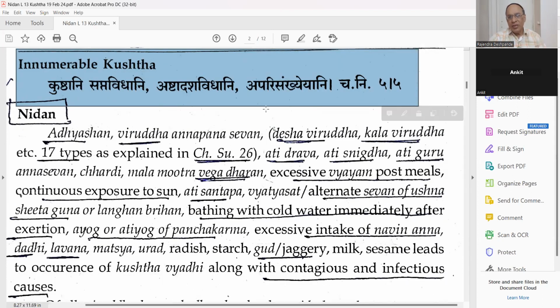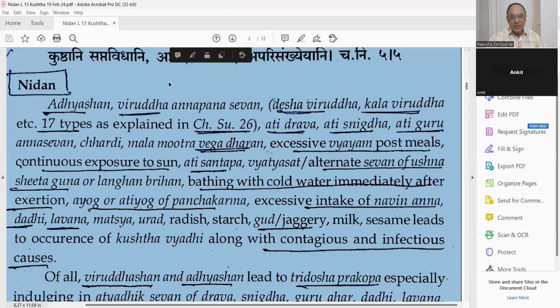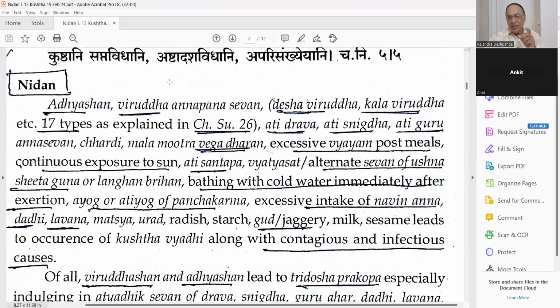Now, why is this Kushtha caused? We will see the reasons. The important thing here is the involvement of Rakta Dhatu. Please write down Rakta Dhatu and Pitta Dosha. So Pitta Dosha attacks the Rakta Dhatu in any skin disease.